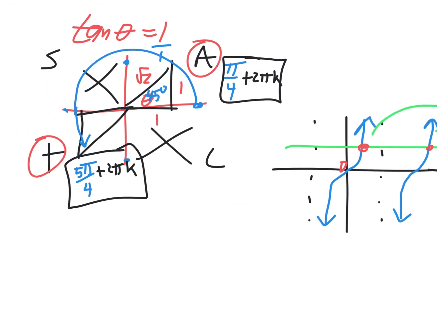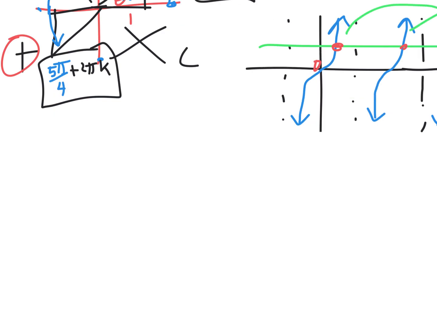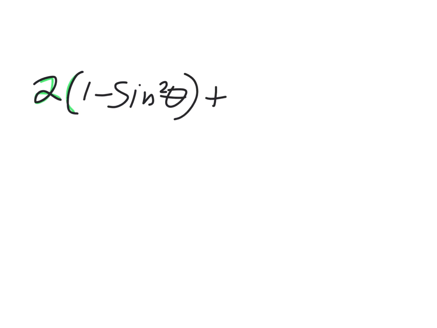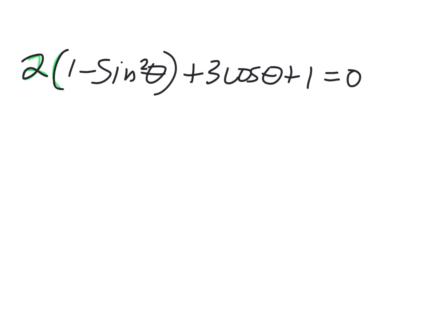Okay, so you're in the middle of the test next week, and you'll need your sheet for this one. It says 2 parentheses. I'm going to write it in a darker color so it's easier to see. 1 minus sine squared plus 3 cosine plus 1 equals 0. Whoa, complicated.